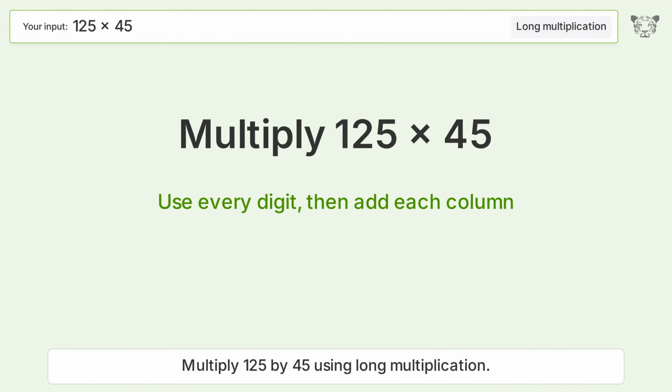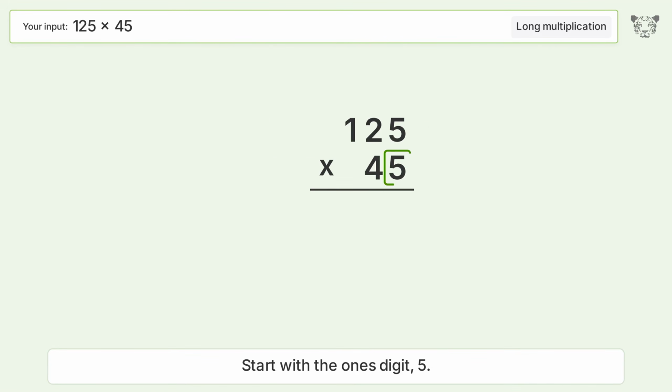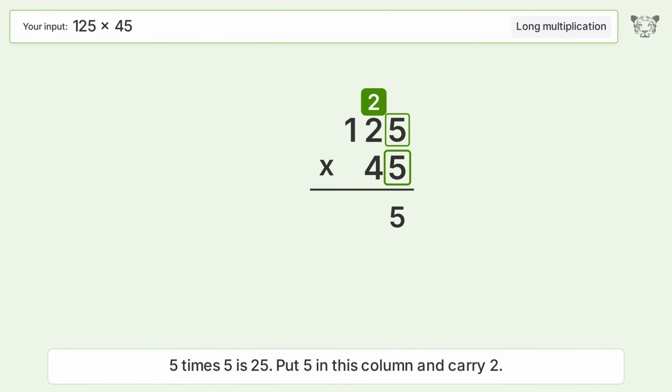Multiply 125 by 45 using long multiplication. Start with the ones digit, 5. 5 times 5 is 25. Put 5 in this column and carry 2.